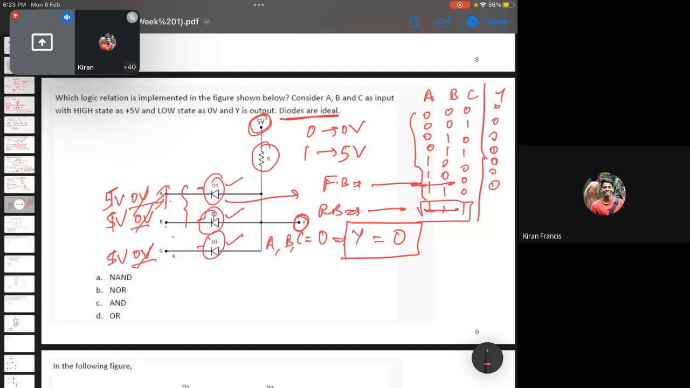So the final circuit that we'll be having is nothing but this. I'll try to make this resistance and nothing but this Y. So we can see now this Y is high, which is 1. So this is the basic condition of an AND gate. You can see if all the inputs are 1, then only we are getting the output as 1. So the correct answer to this question is AND, which is option C.